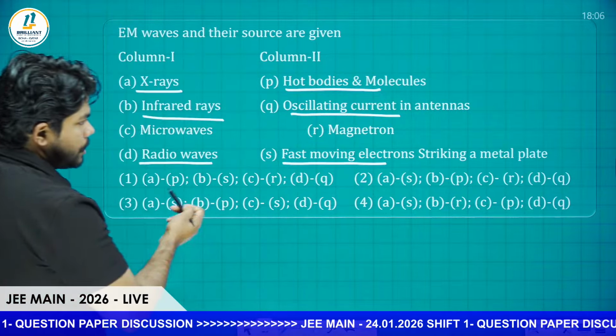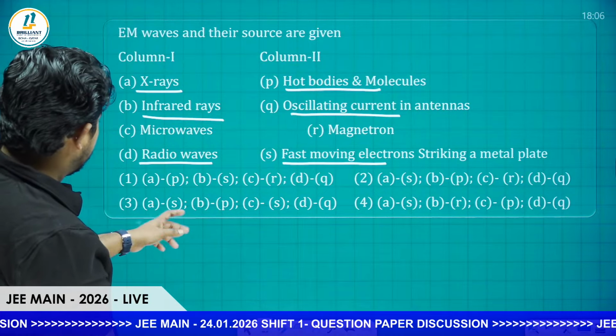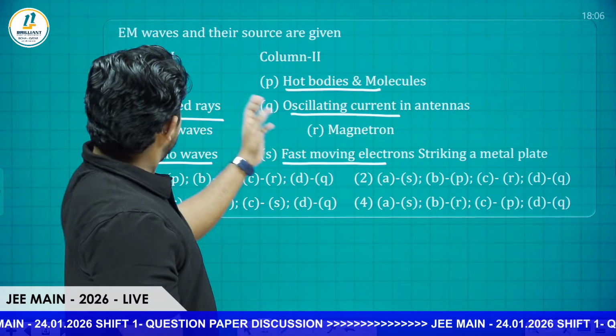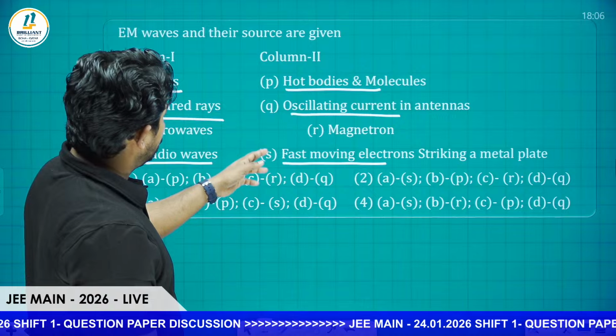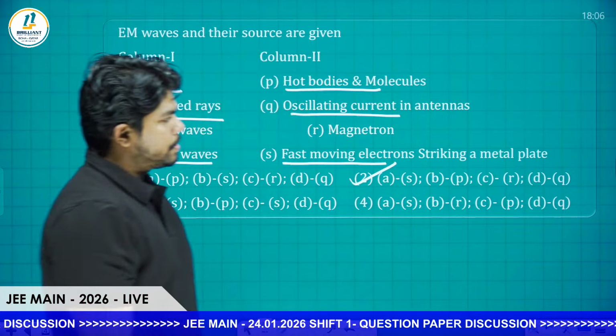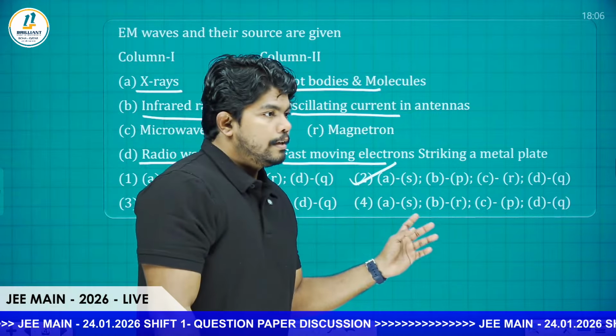So the correct option will be which one? Correct option will be AS, BP, CS, DQ. The only one left is C to R, right? So the second option should be the correct one. Okay. Is that clear?